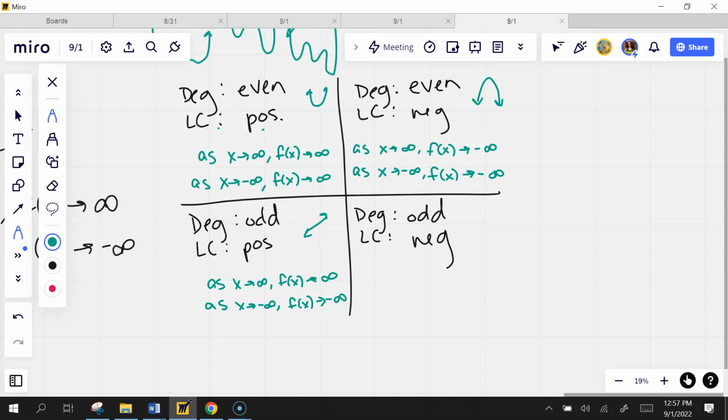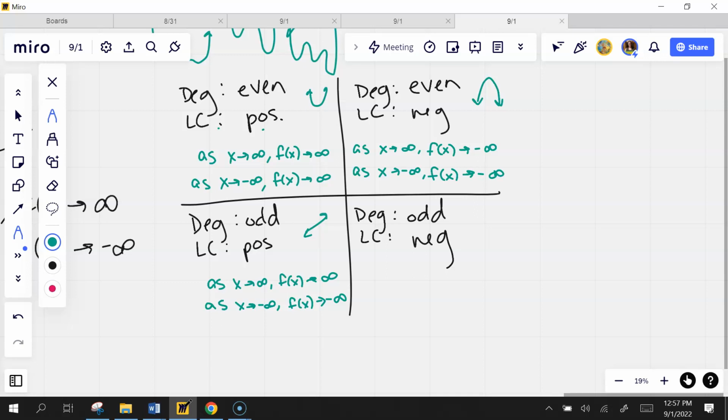We're actually fixing to talk about that, but that's one less than the degree. That's the maximum number of critical points, maxes and mins. Yeah, that's for even and odd. That's a general polynomial thing.